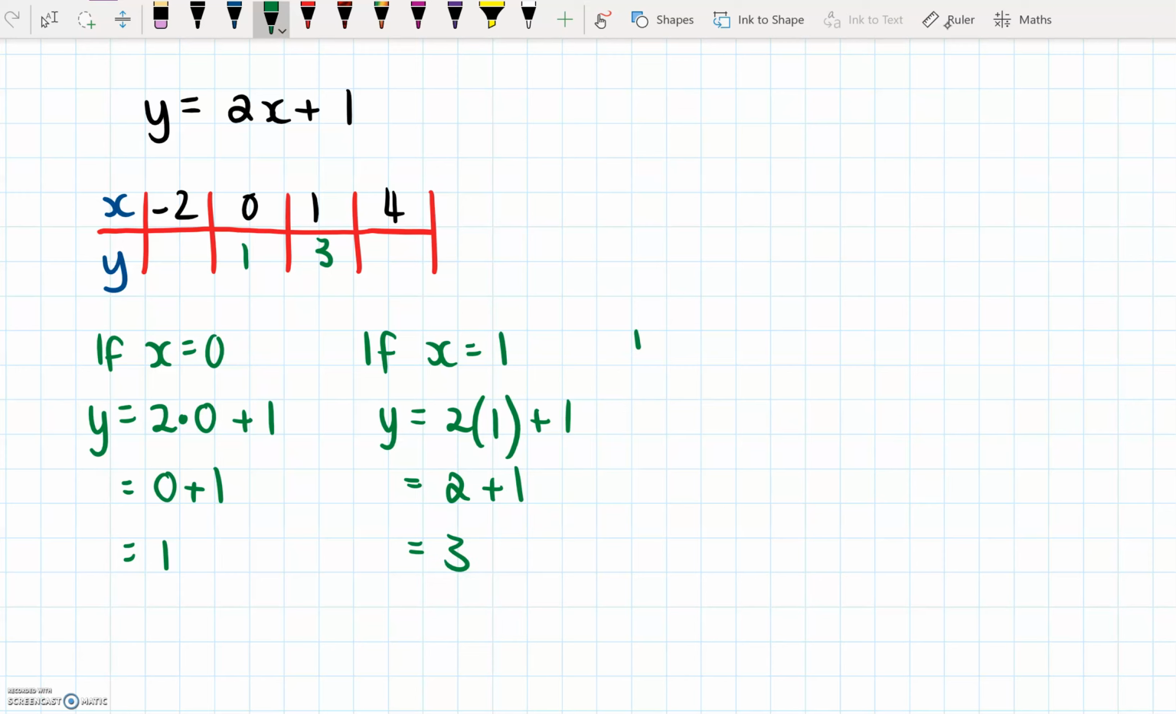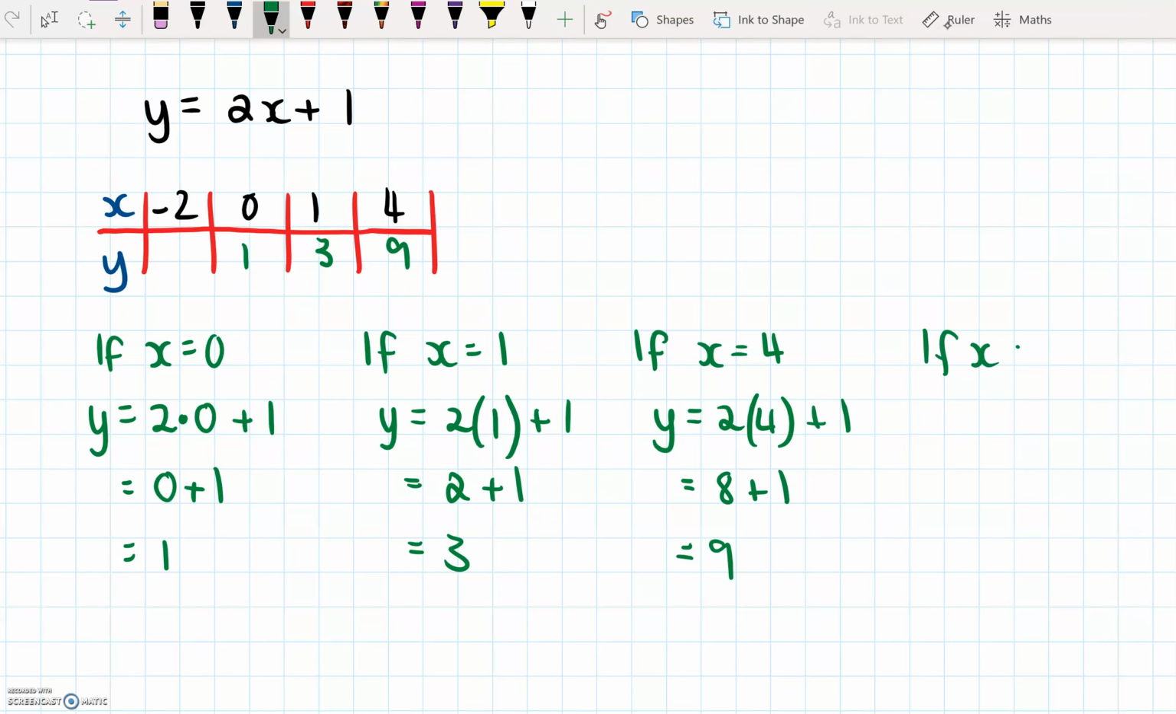Okay, if x equals 4, y equals 2 times 4 plus 1, 2 times 4 is 8, so we get 9. And if x equals minus 2, y equals 2 times minus 2 plus 1, which is minus 4 plus 1, which is minus 3.